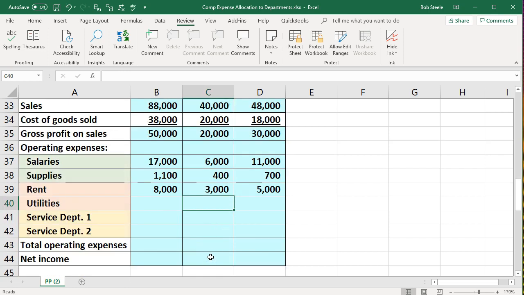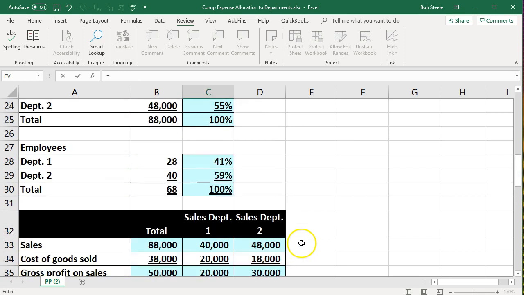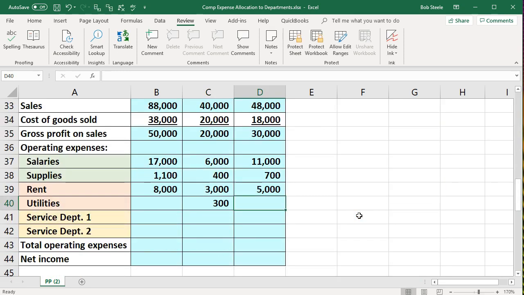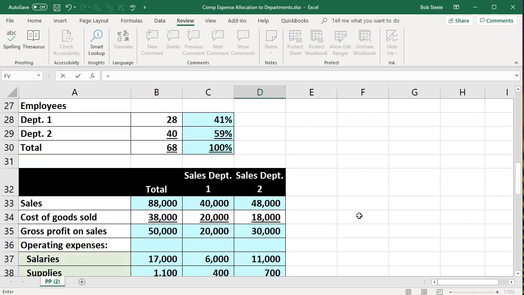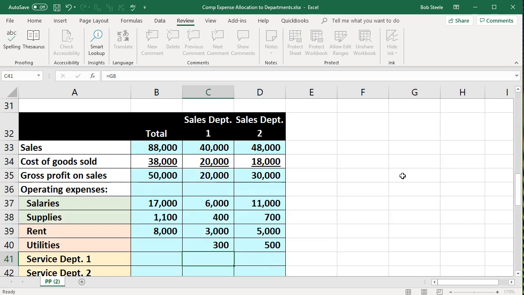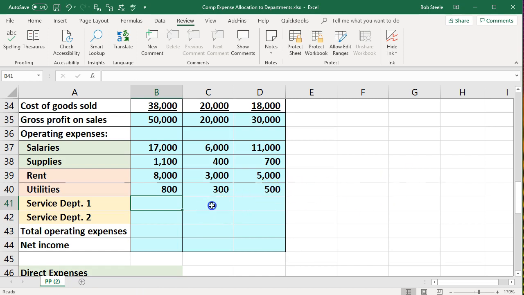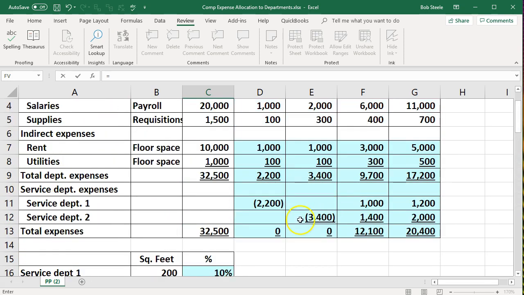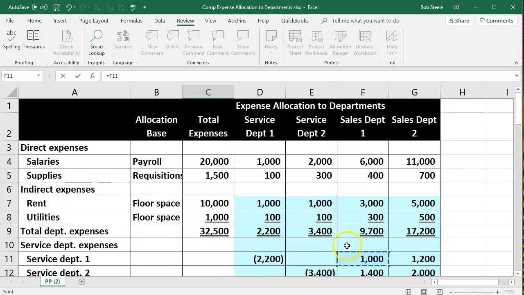And then the utilities, we're going to say this equals, scrolling back up for the utilities, we want the 300. Tab and equals, scrolling back up, the 500, enter. And if we sum that up, and then we've got the service department allocation. So this equals, if we scroll back up, the allocation of service department 1 was 1,000.